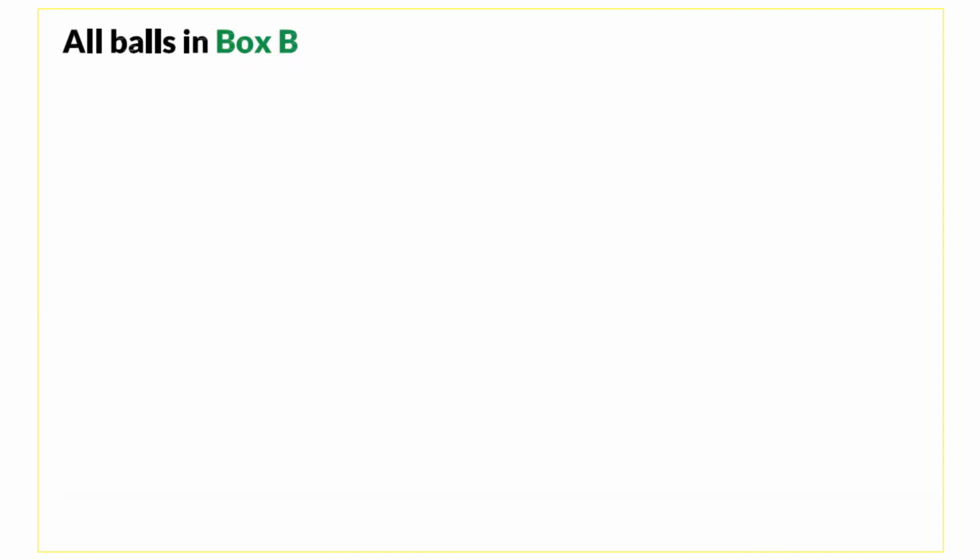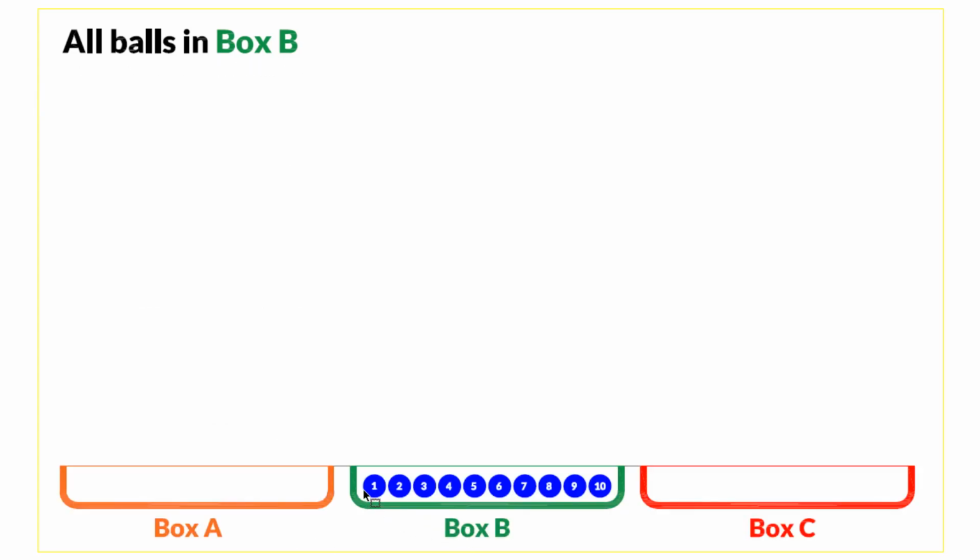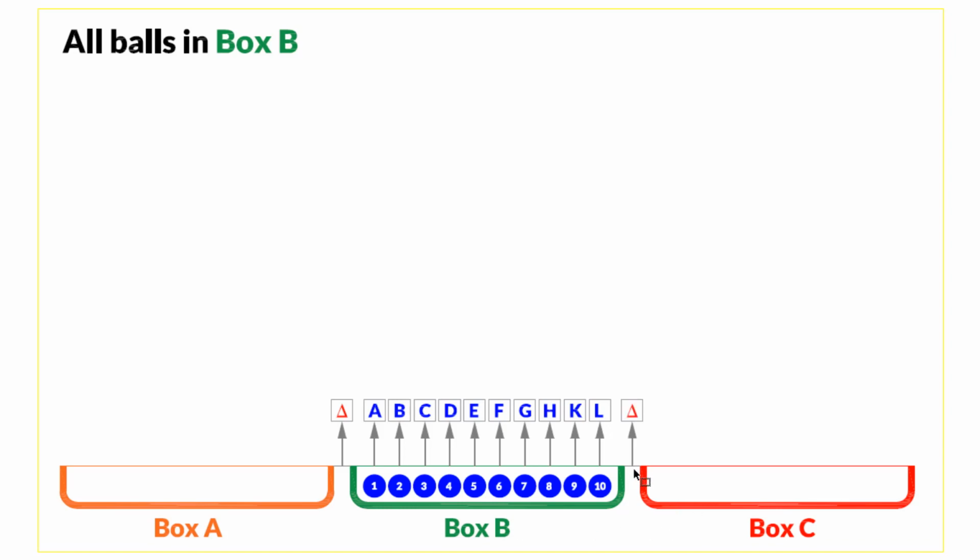Let us assume that all balls are in box B. So here is box B and all balls in it. We are going to map these ordered balls into this alphabetical sequence. And we have here the barrier between box A and box B is mapped into delta, and the barrier between box B and C is mapped also into delta. So now we have this sequence which represents the situation in which all balls are in box B.